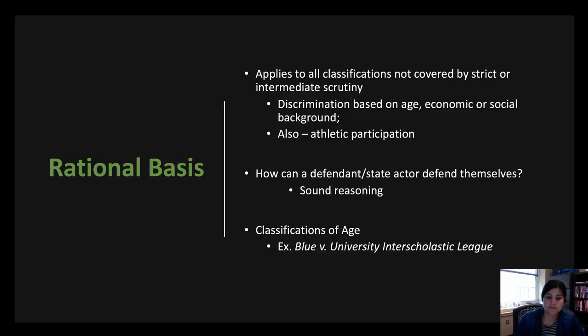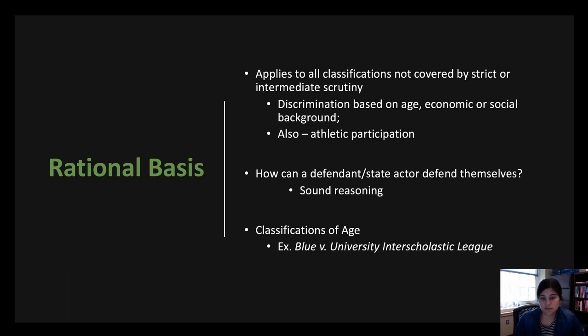So an example case from your book is Blue versus University Interscholastic League. This was the case where the court held that a high school age rule that prohibited students over the age of 19 from participating in athletic programs could be instituted and was fair because they agreed that this was an issue of fair competition, right? Having student athletes over the age of 19 participating at the high school level was not going to provide a fair playing field for the other teams and athletes playing the school.